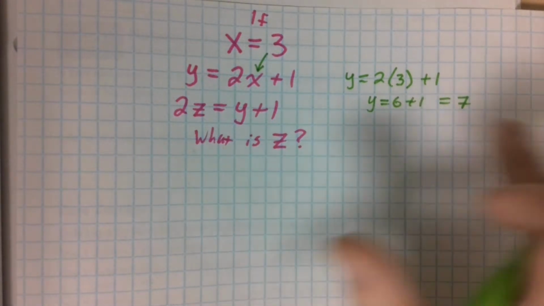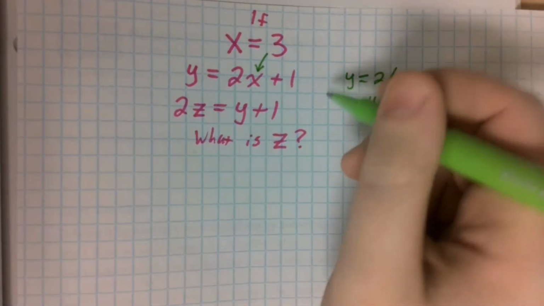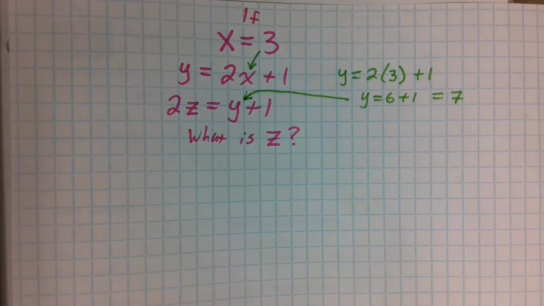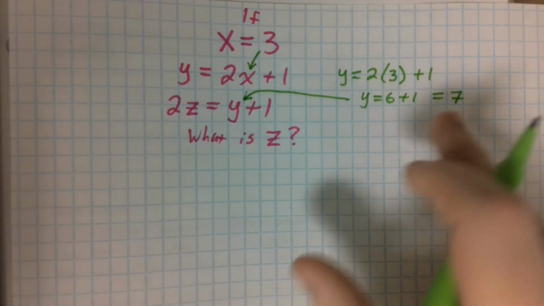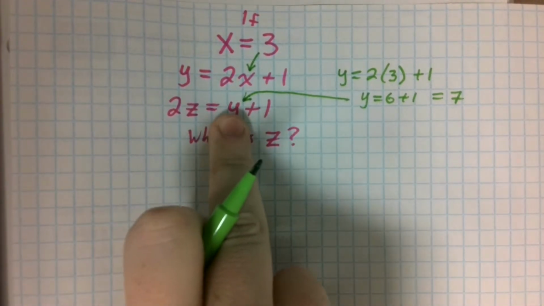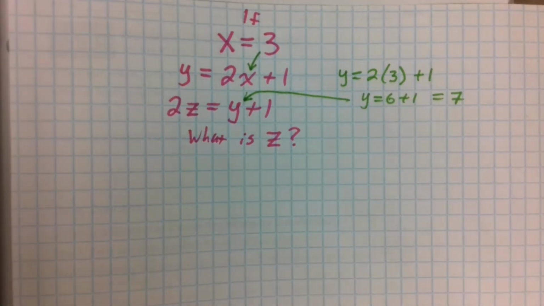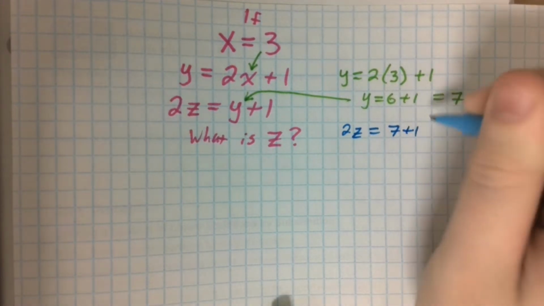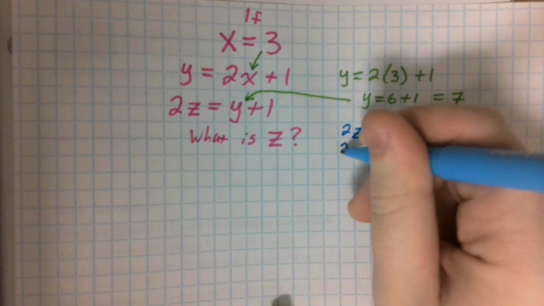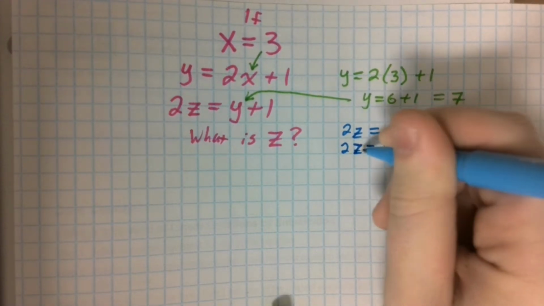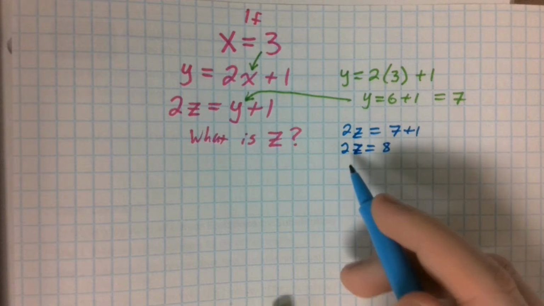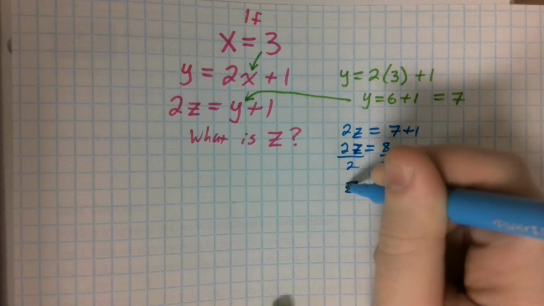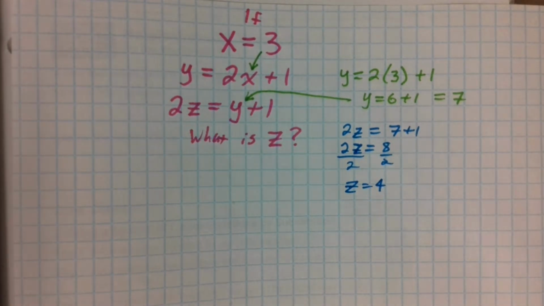Well, now if I know that y is 7, I could replace this y right in here with 7, right? What you could absolutely do is take this 7, put it right in here, and then solve the rest. So we would have 2z equals 7 plus 1. 7 plus 1 we know can be reduced to 8. And to get rid of the 2 in front of the z, we want to divide both sides by 2, giving us z equals 4. If you've got z equals 4, you are correct.